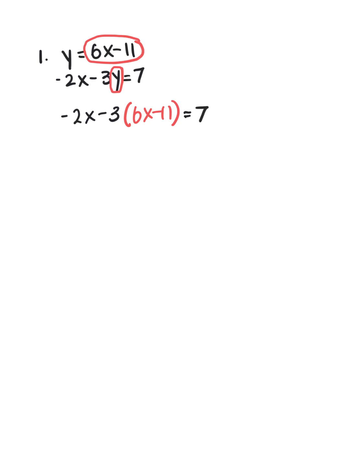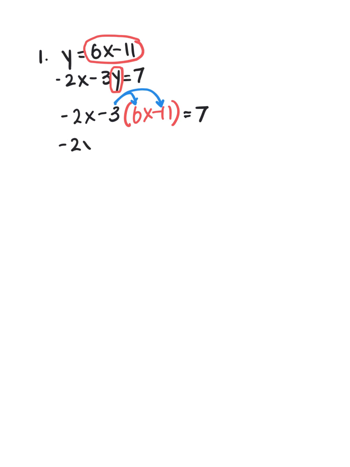So you'll see if I take that second equation, I've rewritten it, and the only thing I changed was y. I substituted 6x minus 11 for the y. And now we can solve it. So, of course, we're going to need to take care of the parentheses first.